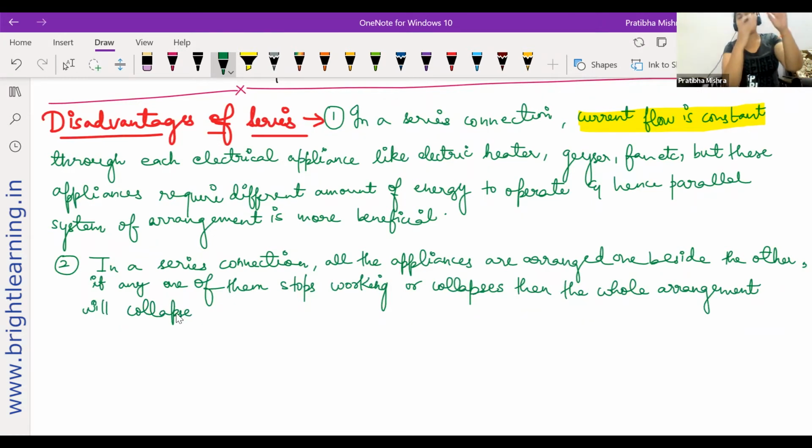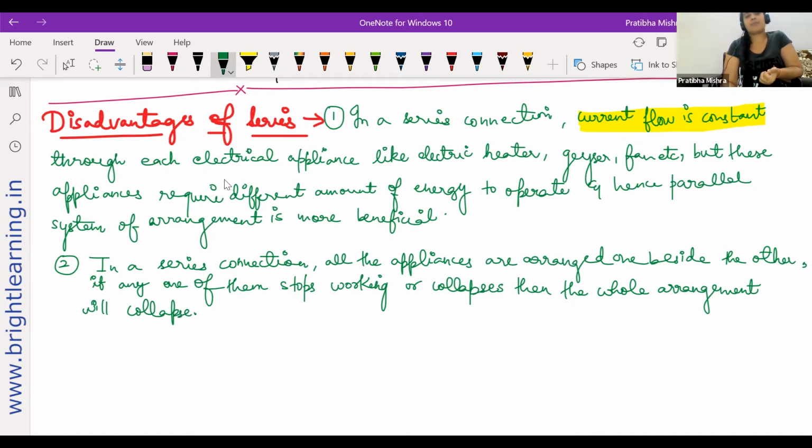A fan requires a particular amount of current. A geyser requires a separate amount of current. So they both are in parallel. Even if the fan stops working, the geyser will still work. That's what happens in our homes also. If one of the tube lights stops working, if that fuses away, the other one will still work, right?